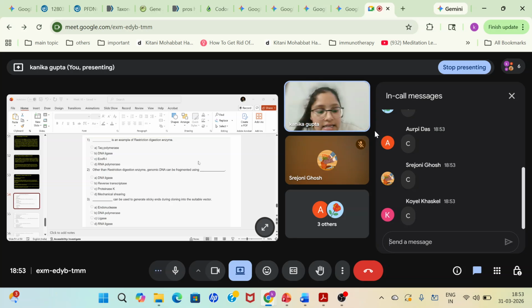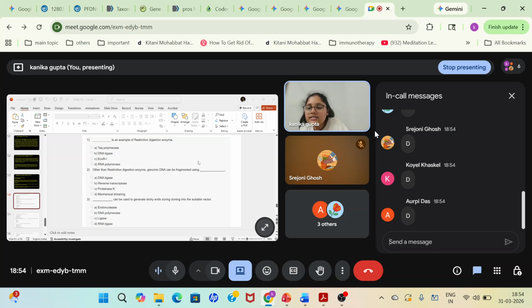Next: other than restriction digestion enzyme, genomic DNA can be fragmented using what? If you don't want to use a restriction digestion enzyme, then what is the other thing that can be used to fragment DNA? Yes, everyone answer. Yes, it is mechanical shearing through which we can do so.